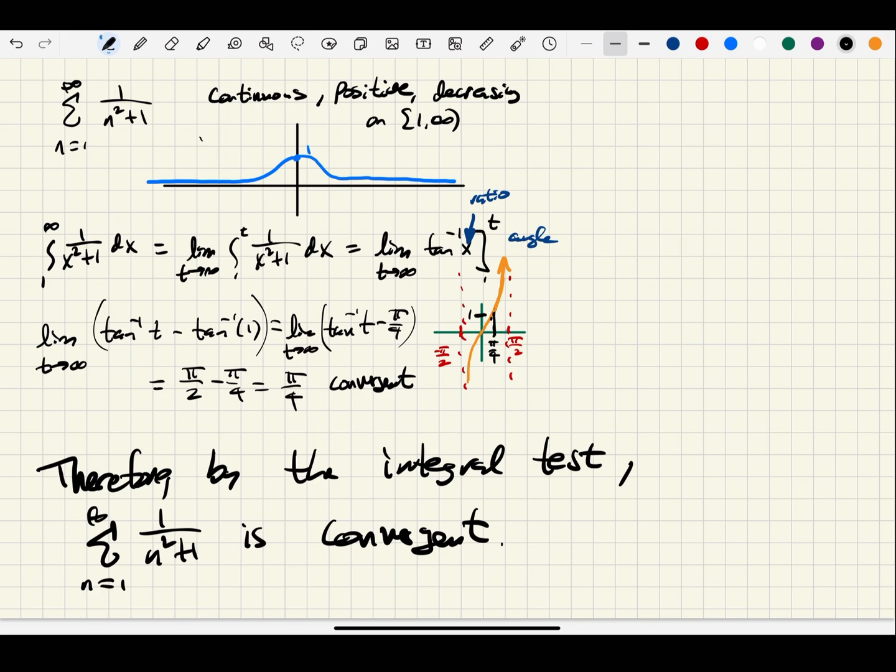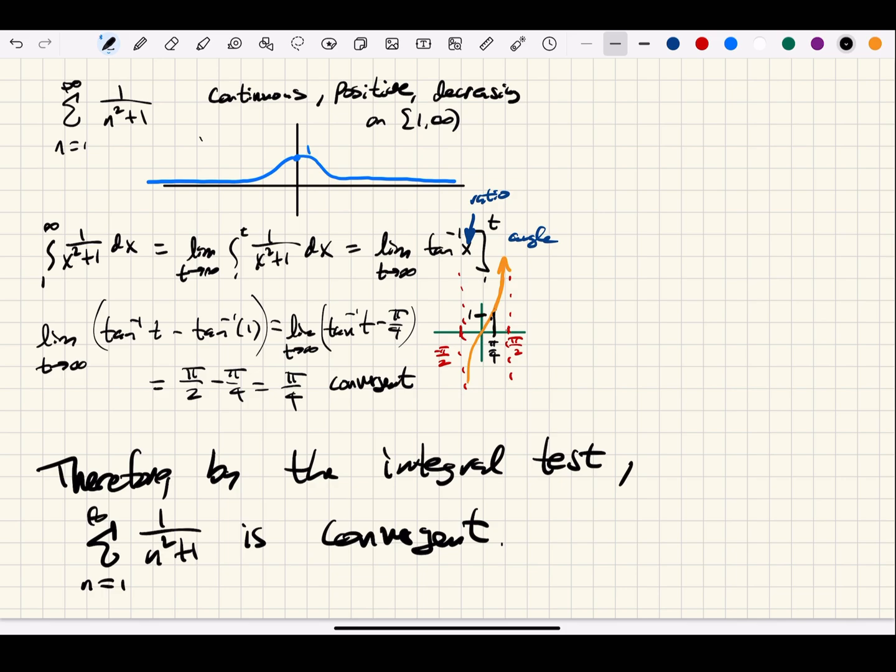What's it convergent to? Do we not know unless we did it? Yeah, I was hoping somebody would say pi over 4. But yeah, that's right. You can't tell. You don't know. So the integral test doesn't say anything about what it converges to, right? Just because the integral converges to pi over 4 doesn't mean that the series converges to pi over 4. So you can't determine the value of the series from the value of the integral.